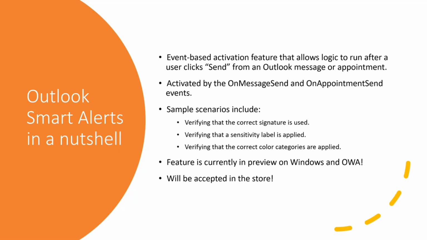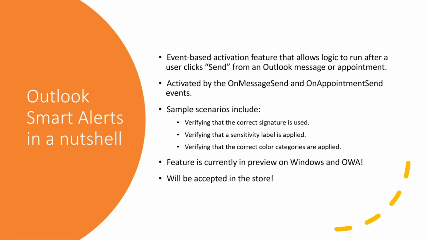It's really an improvement of that feature, where you can now split, if you want, the handling of the event on message send for messages or appointments. And of course, we will never not allow users from sending emails. So if your add-in is unavailable, they will have an option to send it. The news here is that the feature is in preview in Windows, and now it's also available in OWA. So if you go to Outlook for the web, you're going to be able to use this feature. And the other good news is that they will be accepted in the store.